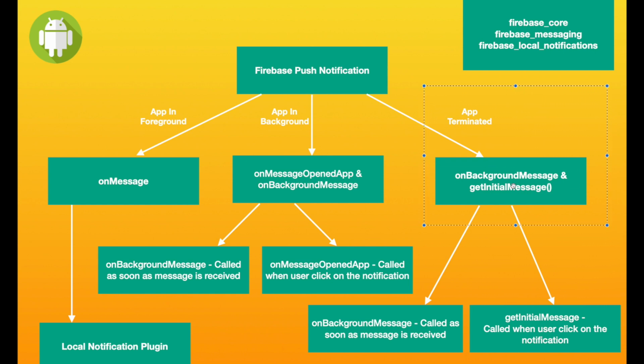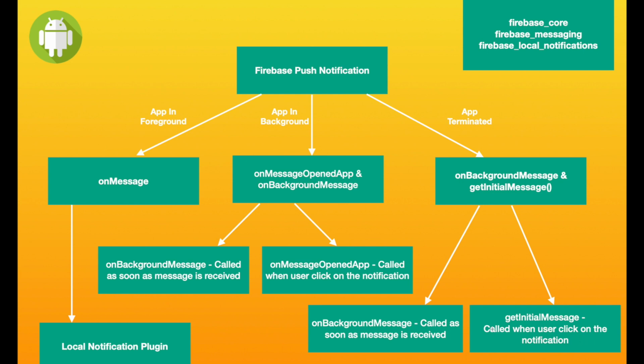There are two methods through which we can handle this scenario. One is onBackgroundMessage, which we also use when the app is in background, and the other one is getInitialMessage method. So these two methods we use when the app is in terminated state. The onBackgroundMessage will be called as soon as we receive the message, and getInitialMessage will be called when the user clicks on the notification.